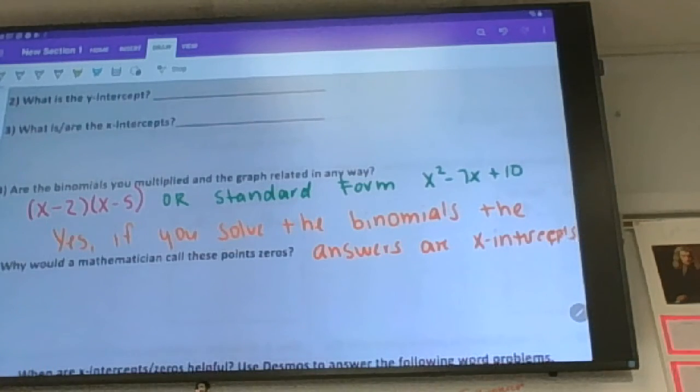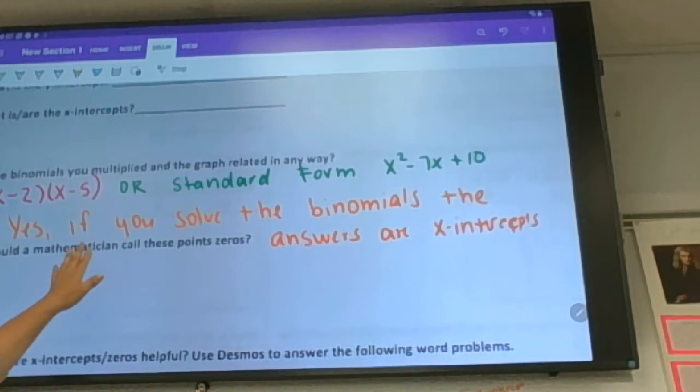All right, this is a good answer. Yes, if you solve the binomials, the answers are x-intercepts. Did anybody word that differently? If you solve the binomials, the answers are x-intercepts.